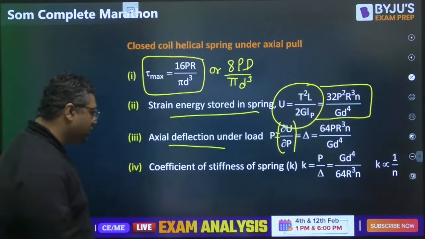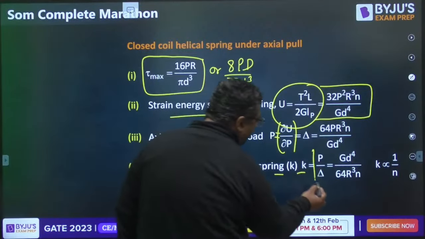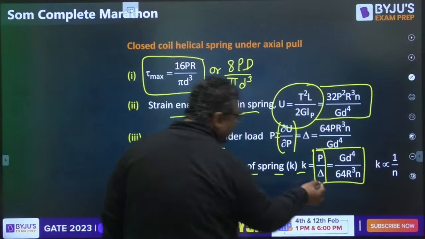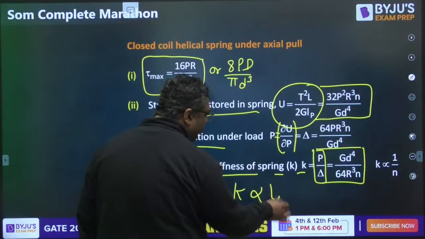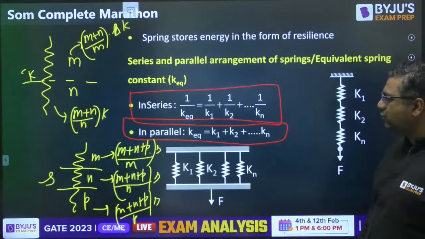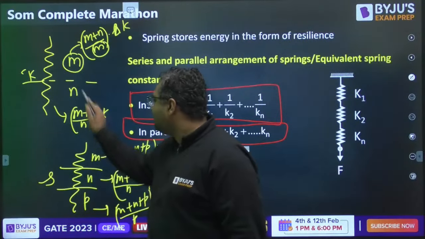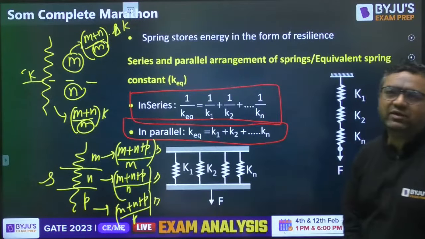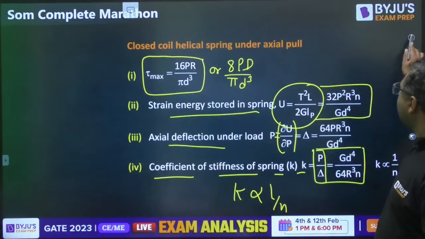Then what is coefficient of stiffness of spring? That is K, P by delta. That is defined as G d to the power 4 by 64 R cube N. You can see stiffness is inversely proportional to N. That is why when we were having cutting of spring, we have kept this M in the denominator, this N in the denominator. That is the reason, because stiffness is inversely proportional to length. Okay guys, this is how we are moving ahead.